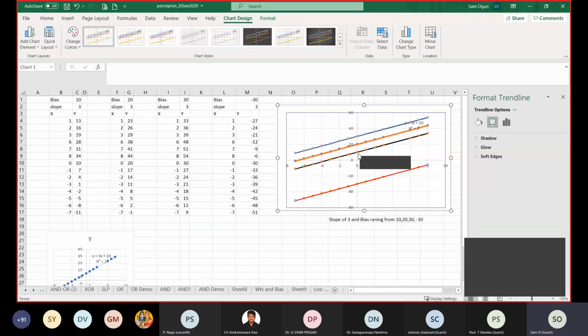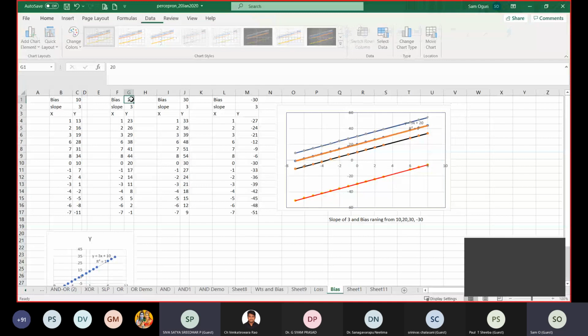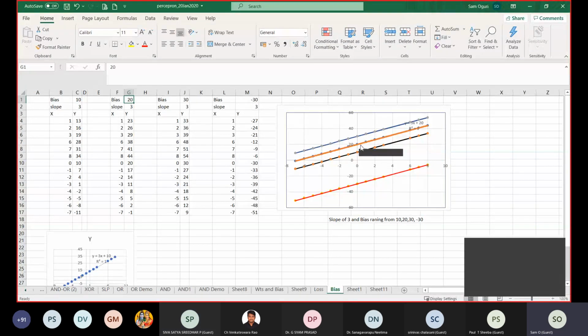Since my bias is 10, you can see that this line is intersecting the y-axis at 10, and the other second line is this. When the bias is 20, it is intersecting the y-axis at 20. The same line, same slope, I gave a bias of 30. You can see that the line is passing through and it is intersecting the y-axis at 30, right? On the other hand, if you see this line, it is going downwards. The reason it's going downwards is because the slope is minus 30.